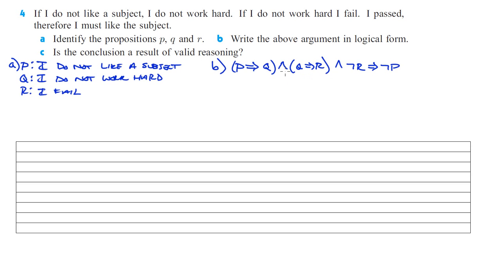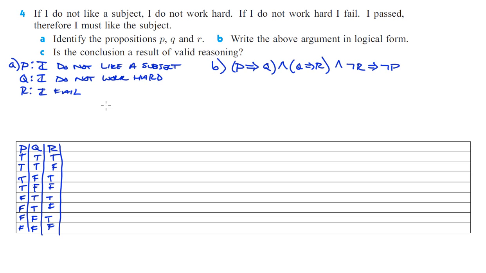Okay, and then last part here is the conclusion a result of valid reasoning. So we're going to have to do P's, Q's, and R's, right? So P, Q, and R. Always have a hard time drawing that vertical line. There we go. All right, so true, false, true, false, true, false, true, false, true, true, false, false, true, true, false, false, and 4 trues and 4 falses.